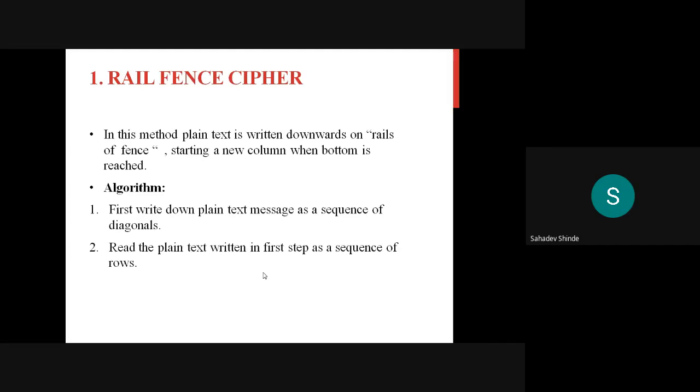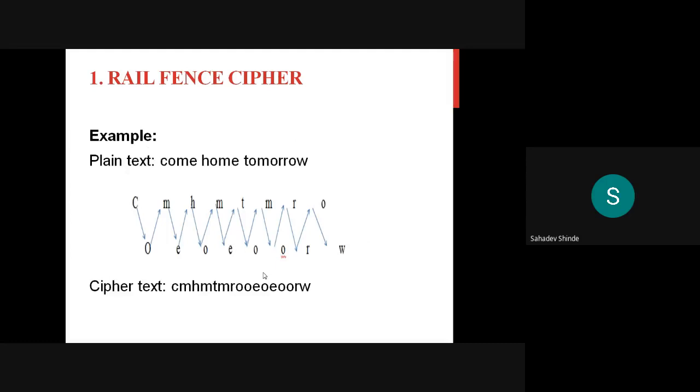The Rail Fence cipher is a method in which the plain text is written downwards on the rails of a fence, starting a new column when the bottom is reached. In the algorithm, first write down the plain text message as a sequence of diagonals, and second, read the text written in the first step as a sequence of rows. The example plain text is come home tomorrow. We write it diagonally, and to calculate the cipher text we read it row wise.